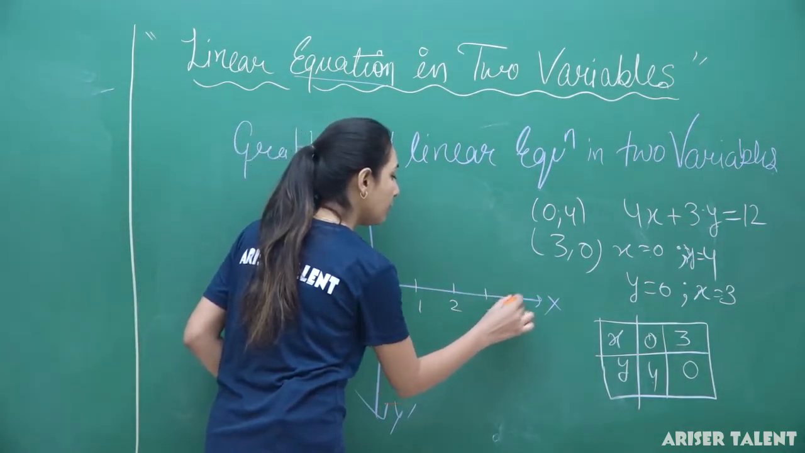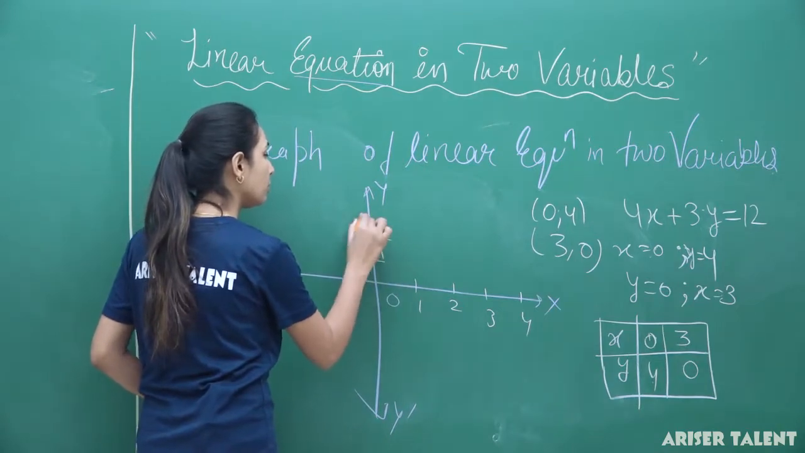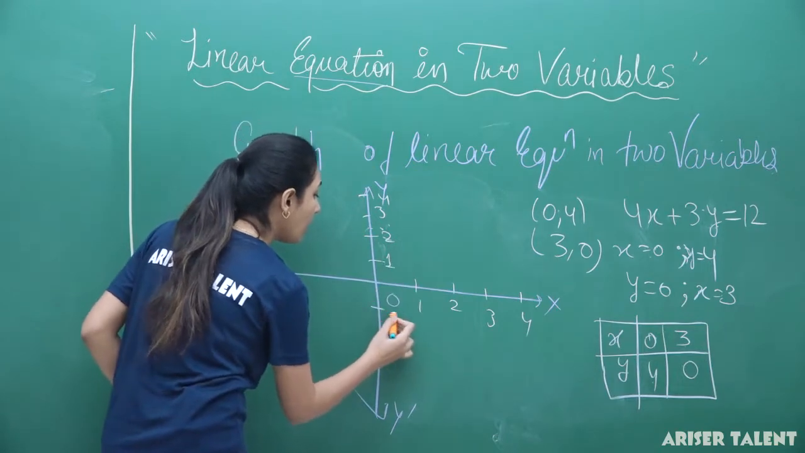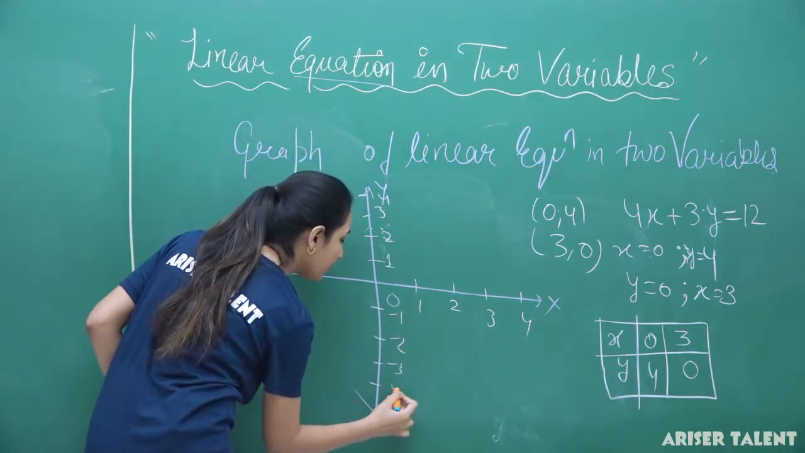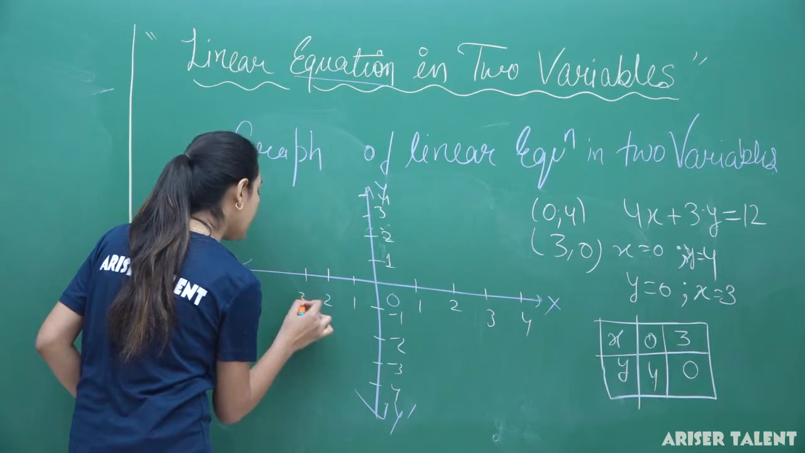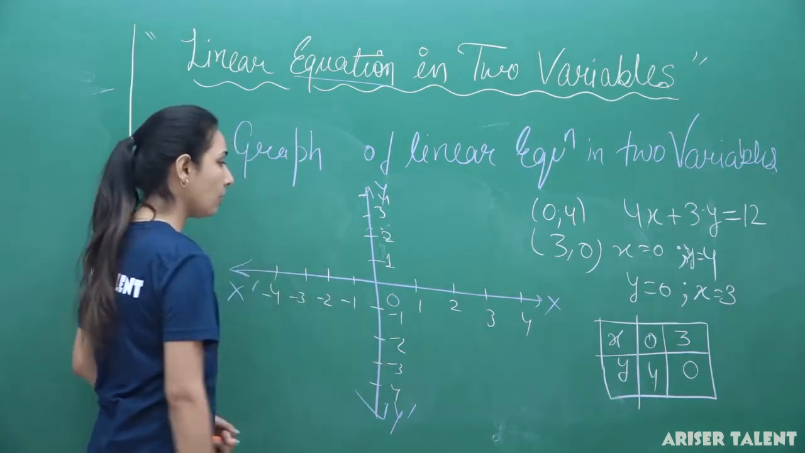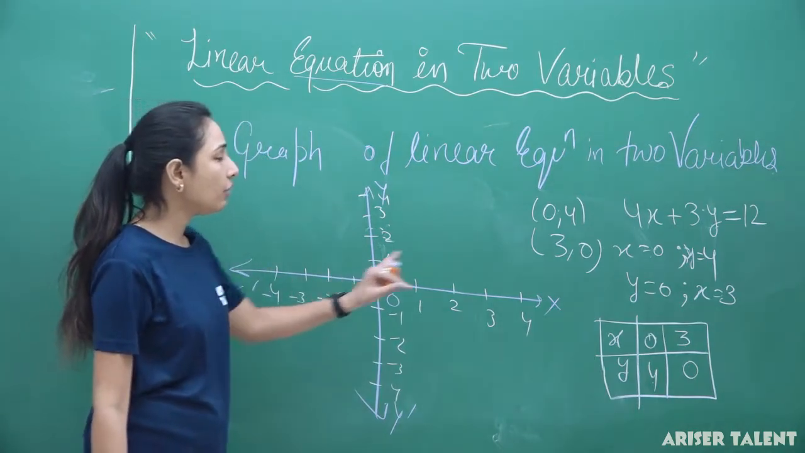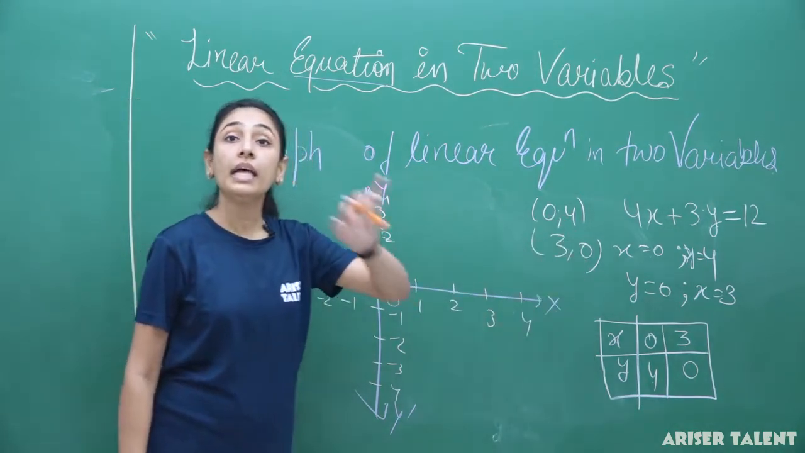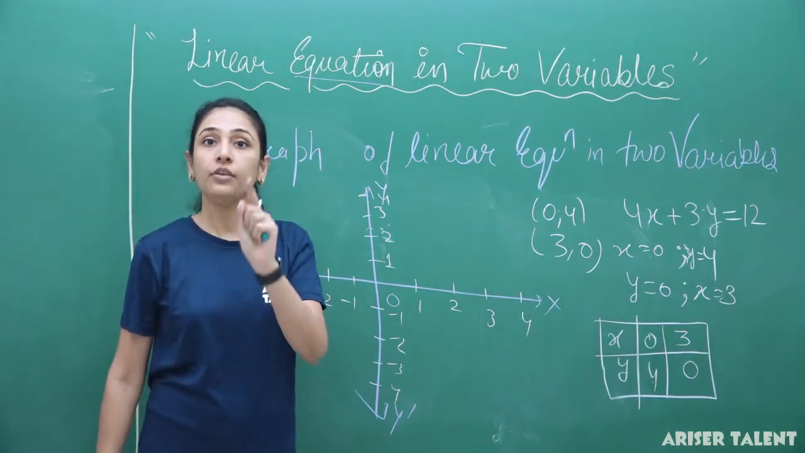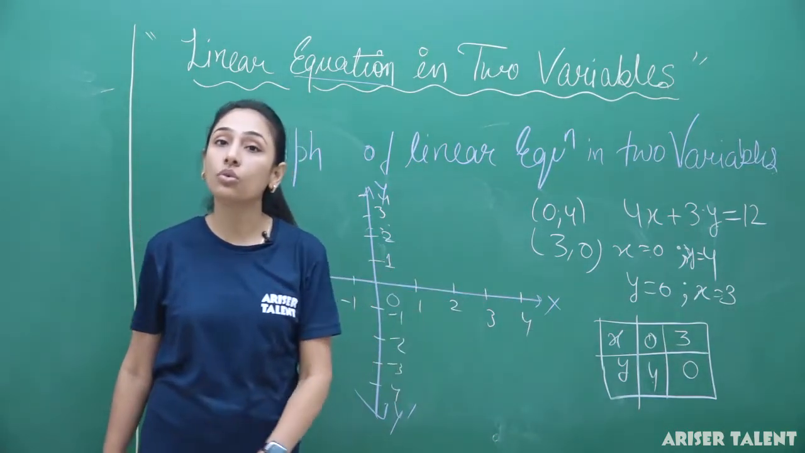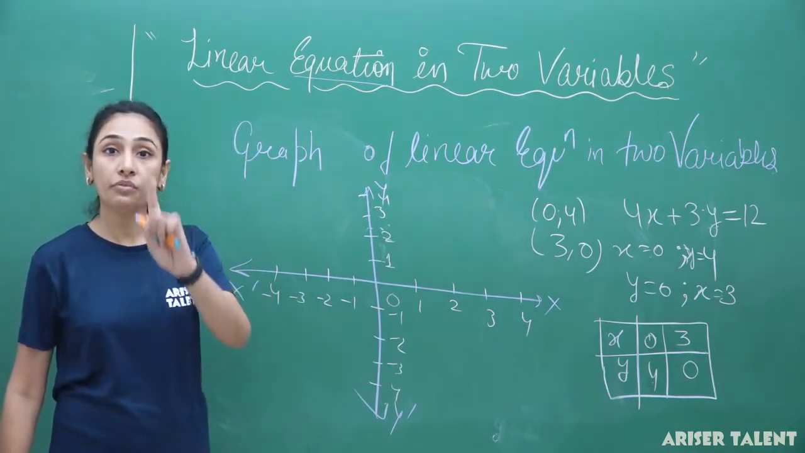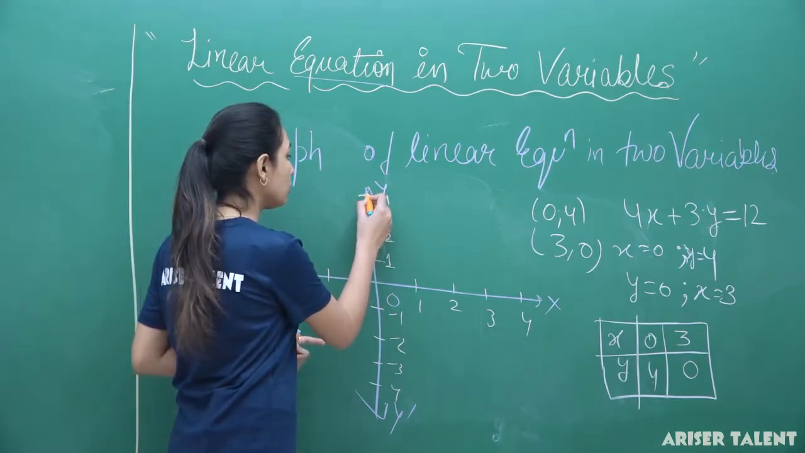So for these points, we mark 1 2 3 4 on the positive side, and minus 1 minus 2 minus 3 minus 4 on the negative side. So that was the idea of the graph we are having, and after that we locate this point, 0 comma 4. If x equals to 0, that means this point is going to be on the y axis. So y equals to 4, so this is the point.